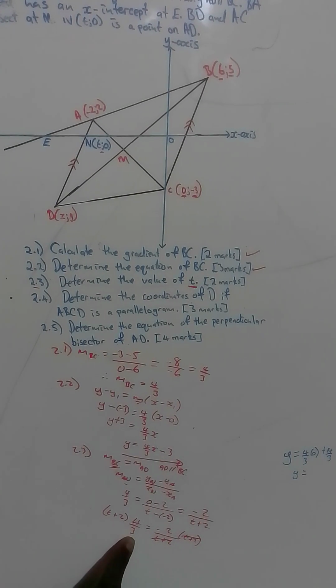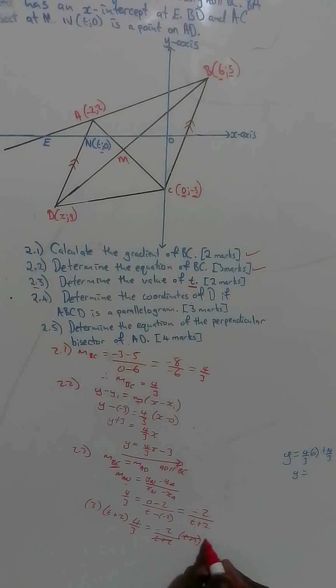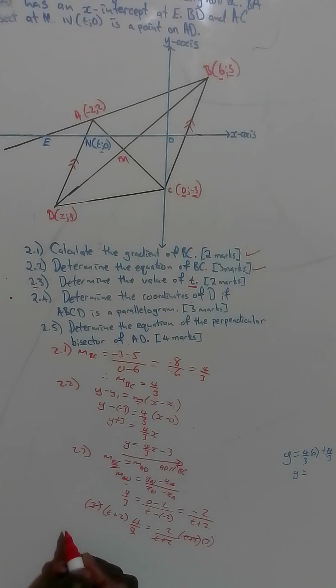I also need to get rid of this 3, so I multiply by 3 on this side and by 3 on that side. Now on this side, they cancel out. Now 4 multiplied by T gives me 4T, 4 multiplied by 2 gives me 8, which is equal to negative 2 multiplied by 3, which gives us negative 6.